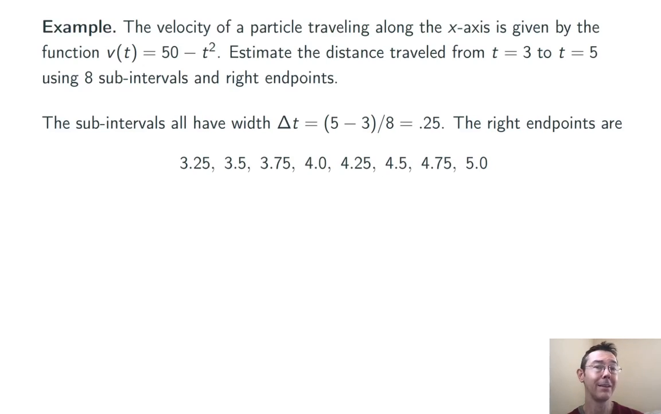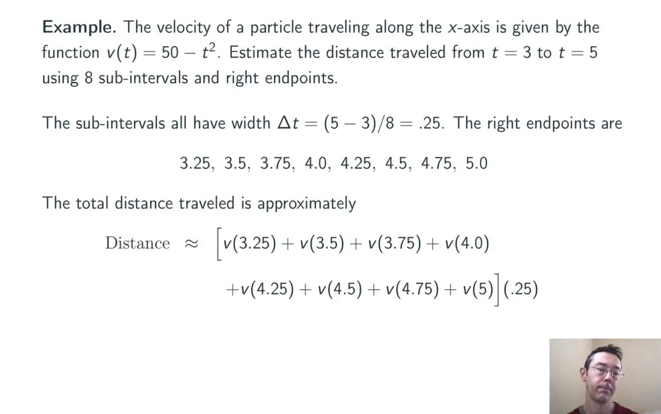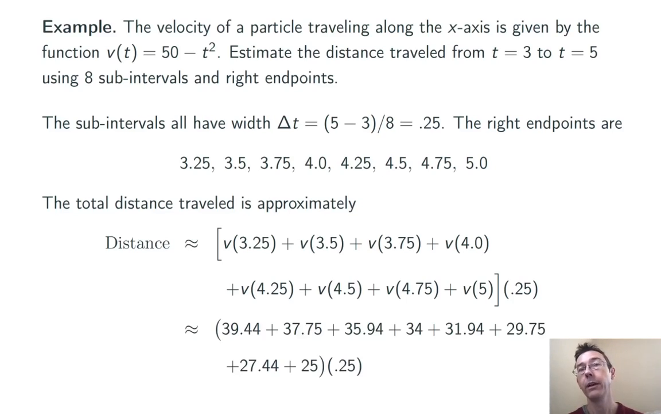Then let's write down the right-hand endpoints of all our different intervals. Again, we start at the leftmost endpoint, t equals 3, and move over by delta t to get to the end of the first subinterval. Then we move over by delta t again and again and again to get these right-hand endpoints. Now we approximate the total distance traveled using rate times time plus rate times time plus rate times time. The rate on each subinterval is v evaluated at that right-hand endpoint. And again, here I've factored out the delta t of 0.25. Simplifying all of this, we get about 65.31 units.